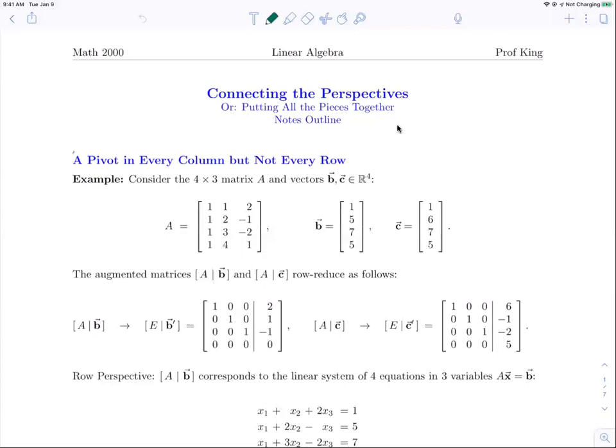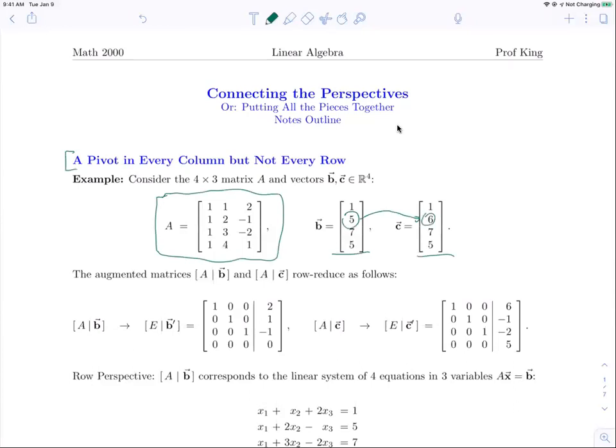So if we start with this example right here, I want to start with an example where there's a pivot in every column and not every row. And so here's a matrix. It's 4 by 3, 4 rows by 3 columns. Here's a couple of vectors that live in R4. Notice the only difference between B and C is that I changed this 5 to a 6. Otherwise, they're the same vector.